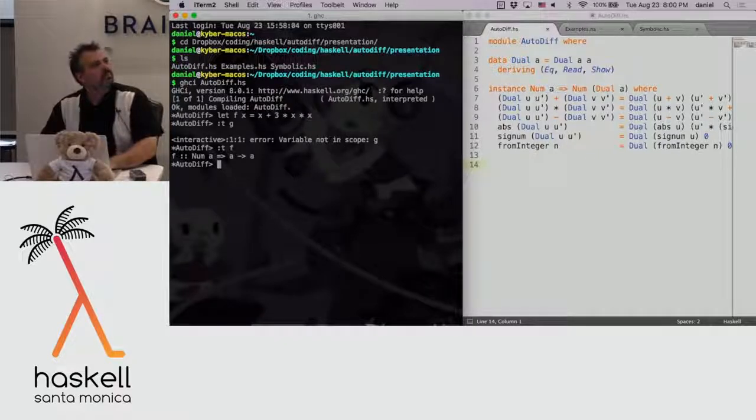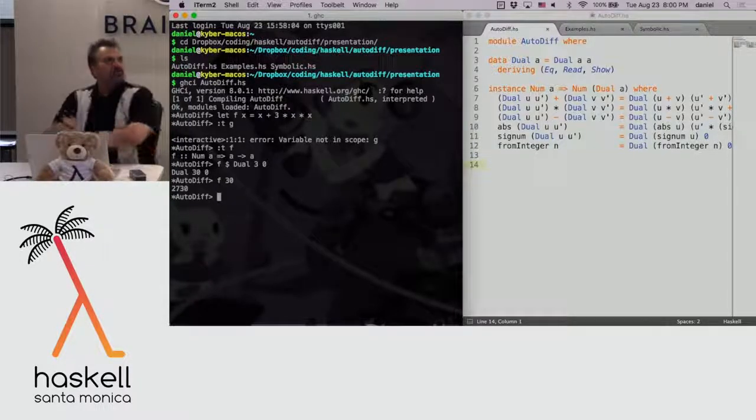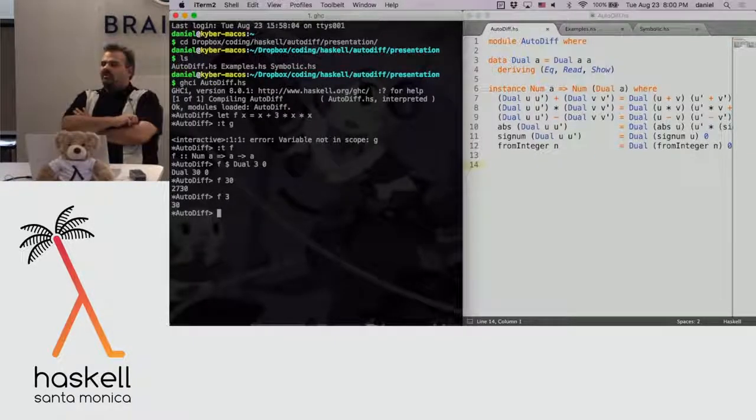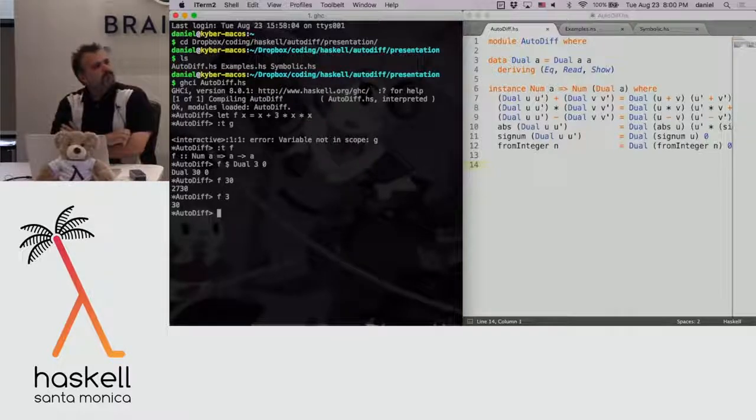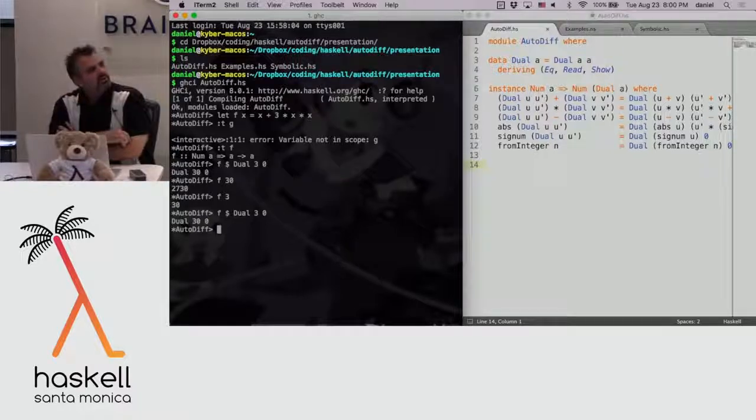Let's take f and apply it to dual 3, 0. I got dual 30, 0. What's the 30 doing? What if I did f of just 3? We just did f of 3, that's 30, right? So for f of dual 3, 0, the 30 is the function value, and then the 0, what is that? That's weird.